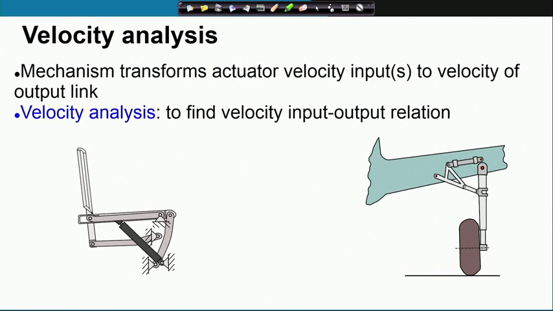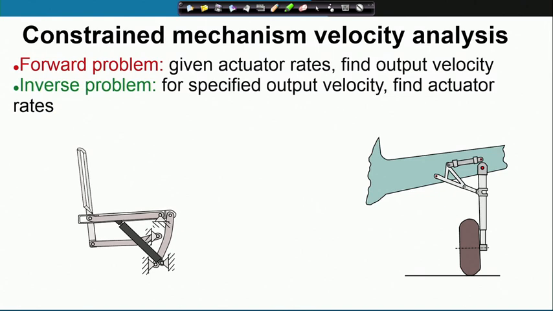We have looked at the velocity analysis problem before, so we will quickly go through that. The essential goal of the velocity analysis problem is to find the velocity input-output relation. The inputs are the actuators and the output can be a link or the end effector of a robotic manipulator. In the case of constrained mechanisms, you have just one output link, and corresponding to an input velocity, we have to find the velocity of the output link.